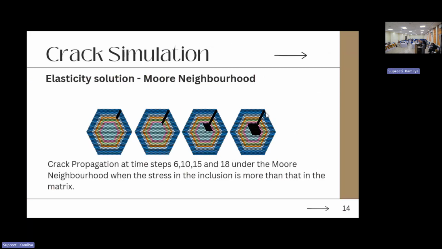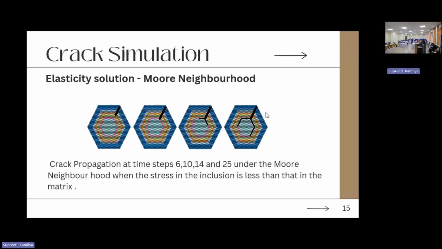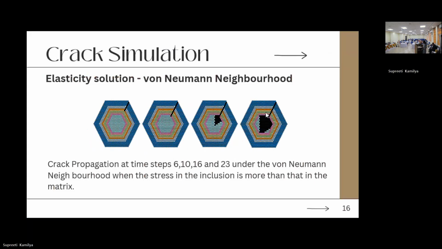From here, we'll be looking at results that have been obtained when we use different neighborhoods and different elasticity or plasticity scenarios. So this is for the elasticity solution. When we are using the Moore neighborhood, we are able to see that the crack is propagating inside the core. And this is the case where the stress in the inclusion is less than that in the matrix. So here we are able to see that the crack is propagating around the core and not through the core. Here we have used the Von Neumann neighborhood.